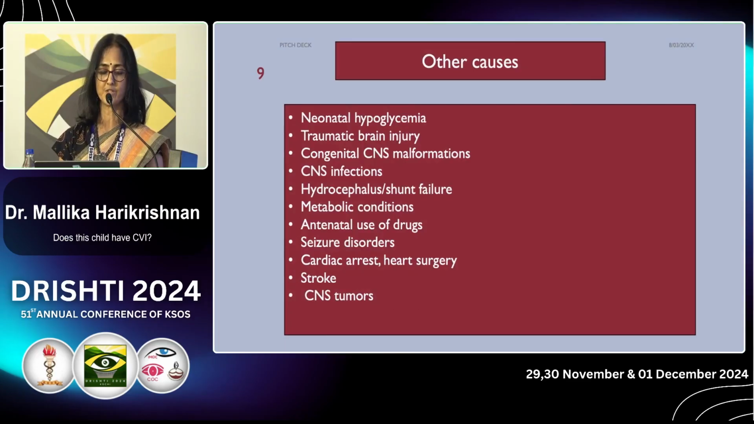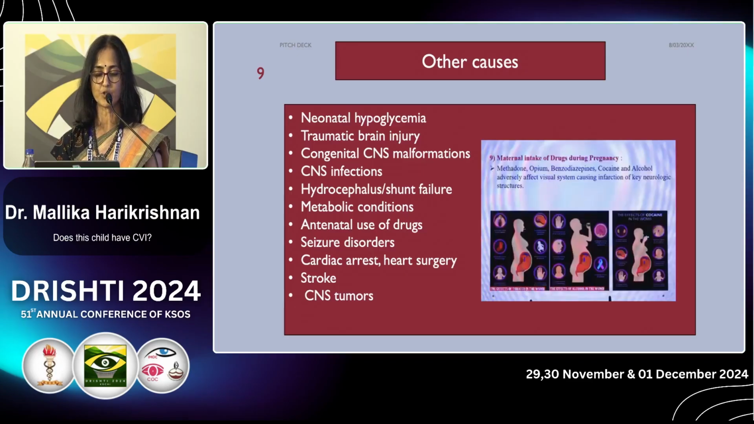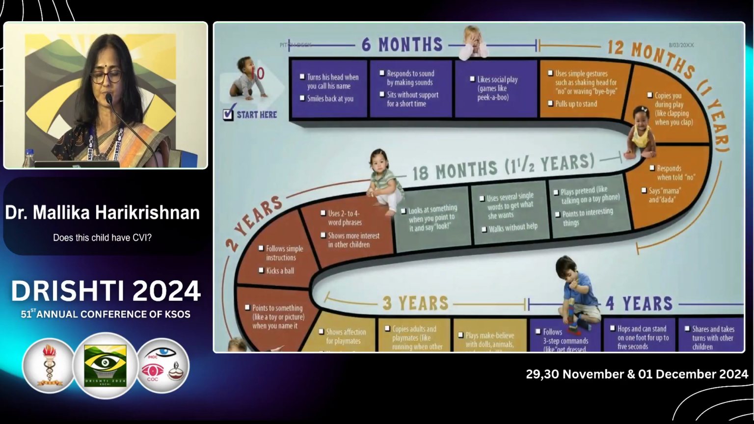Other causes of CVI are neonatal hypoglycemia, traumatic brain injury, congenital CNS malformations, CNS infections, hydrocephalus or a shunt failure, metabolic conditions, antenatal use of drugs like methadone, opium, benzodiazepines, alcohol, cocaine, seizure disorders, cardiac arrest and heart surgery, stroke or CNS tumors.